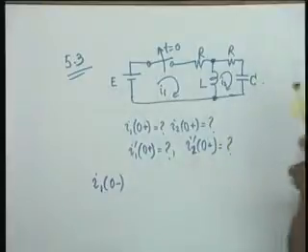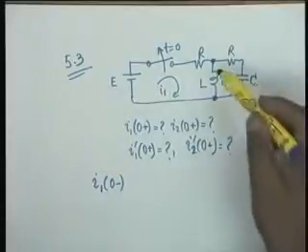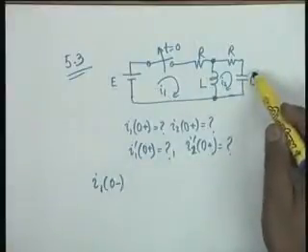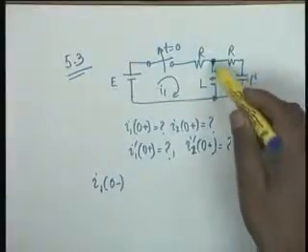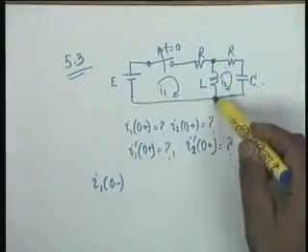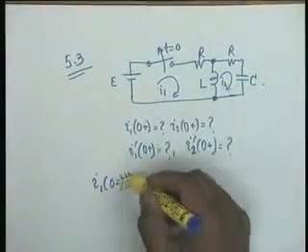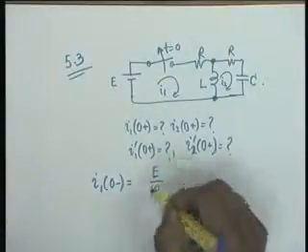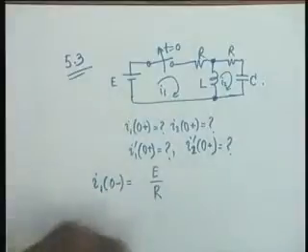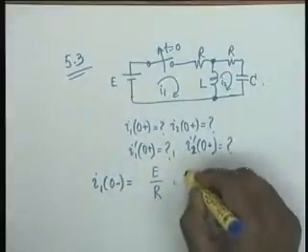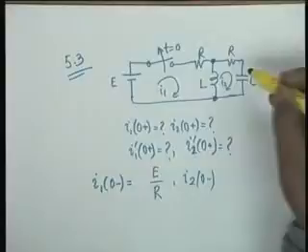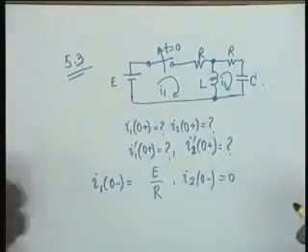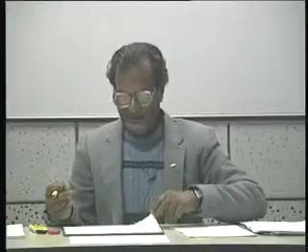Okay. At t equal to 0 minus the inductor will act as a short circuit and the capacitor will act as an open circuit, and therefore if this is short circuit, then obviously I1(0+), I1(0-) would be equal to E divided by R. Is that clear? From physical considerations. And I2(0-), because the capacitor is open, it has to be 0. Alright.